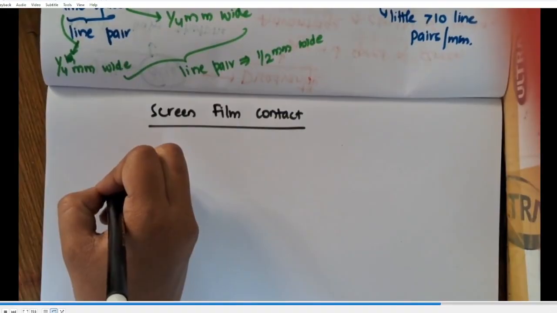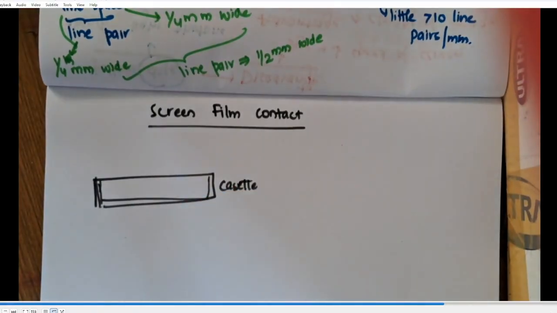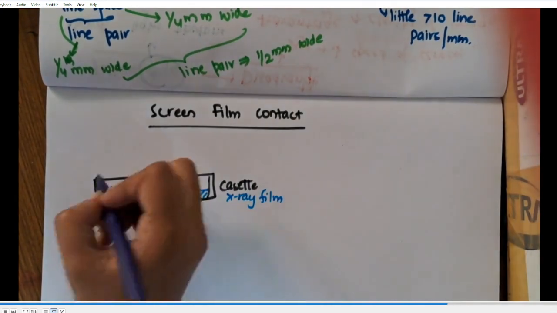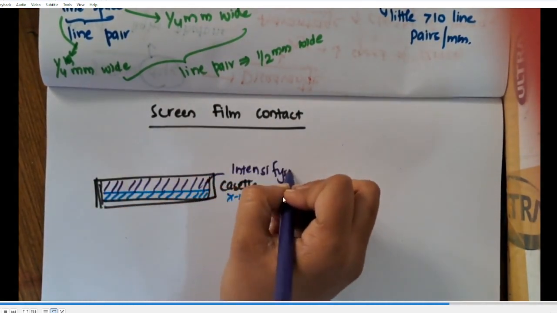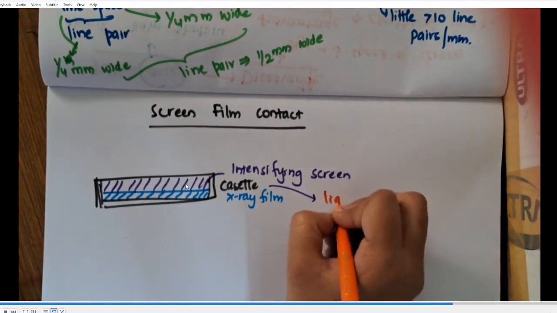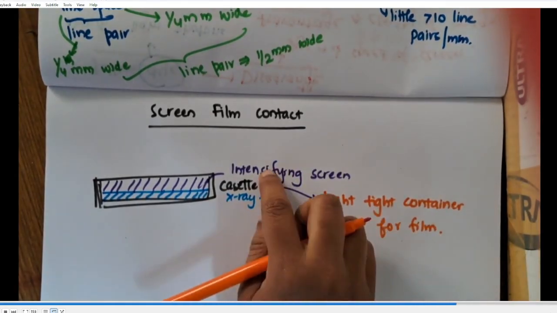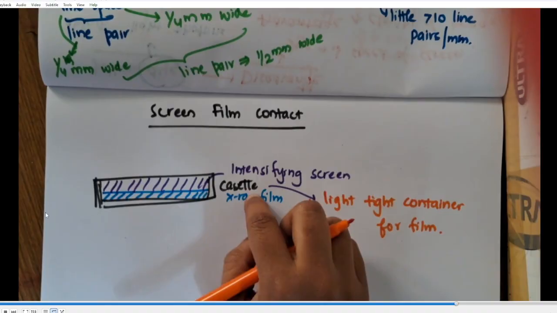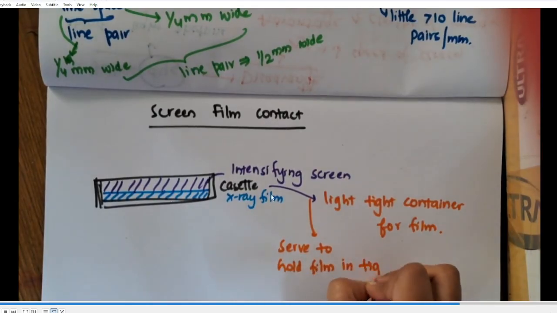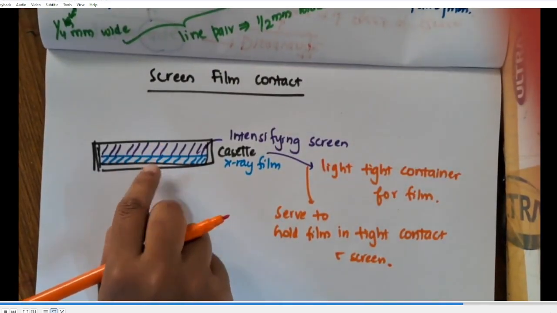So then screen film contact. A cassette in which intensifying screens are mounted provides a light tight container for the film. It also serves to hold the film in tight contact with the screens over the entire surface.